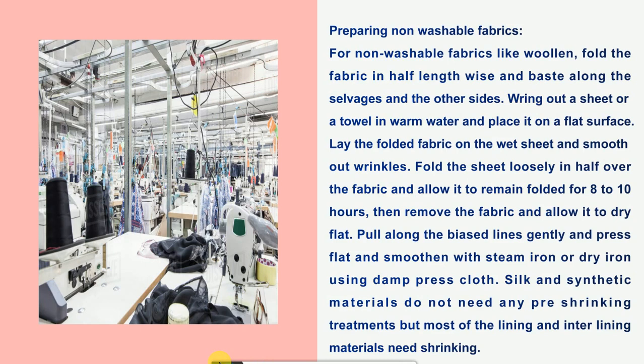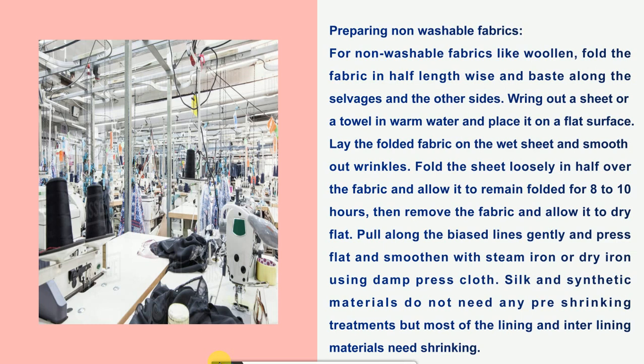Preparing non-washable fabrics. For non-washable fabrics like woolen, fold the fabric in half lengthwise and baste along the selvages and the other sides. Wring out a sheet or a towel in warm water and place it on a flat surface. Lay the folded fabric on the wet sheet and smooth out wrinkles. Fold the sheet loosely in half over the fabric and allow it to remain folded for 8 to 10 hours.